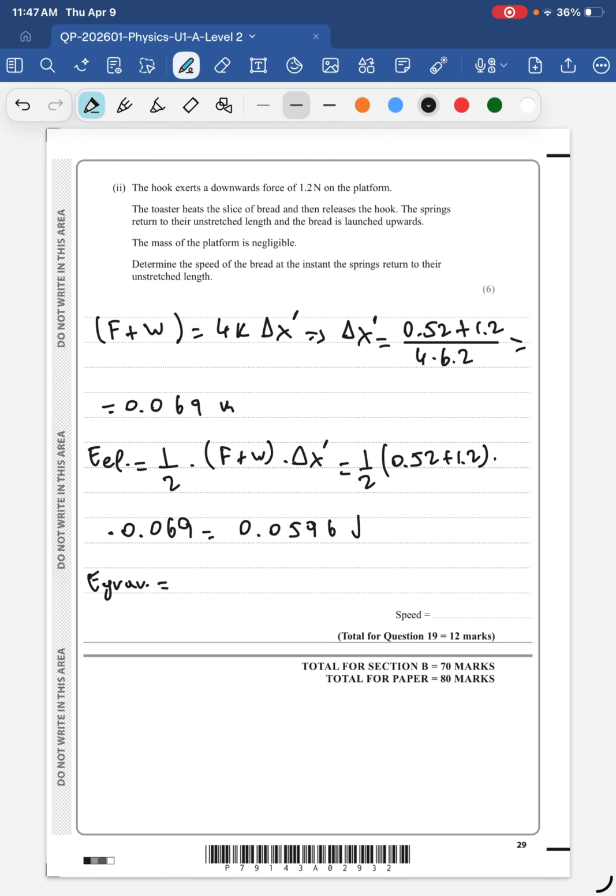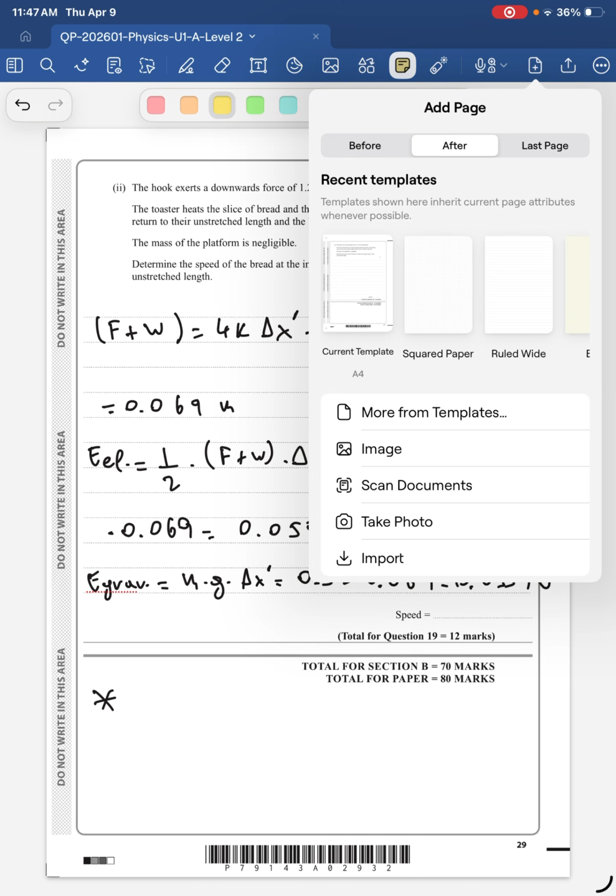Okay, the gravitational energy is equal to mgh, mg times delta x prime, pretty much, right? So 0.52 times 0.069, so that's 0.0359 joules, and I'm going to use a clean page because it became a mess here.